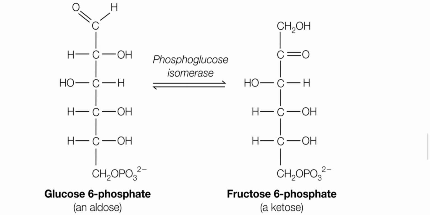But in the case of fructose 6 phosphate, this carbonyl group is transferred from the terminal of the molecule to the interior of the molecule. So in glucose 6 phosphate, the carbonyl is at carbon 1. In fructose 6 phosphate, the carbonyl is at carbon 2.